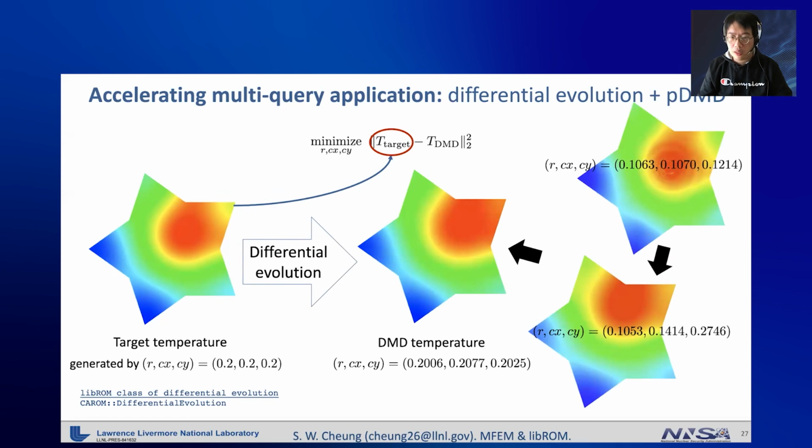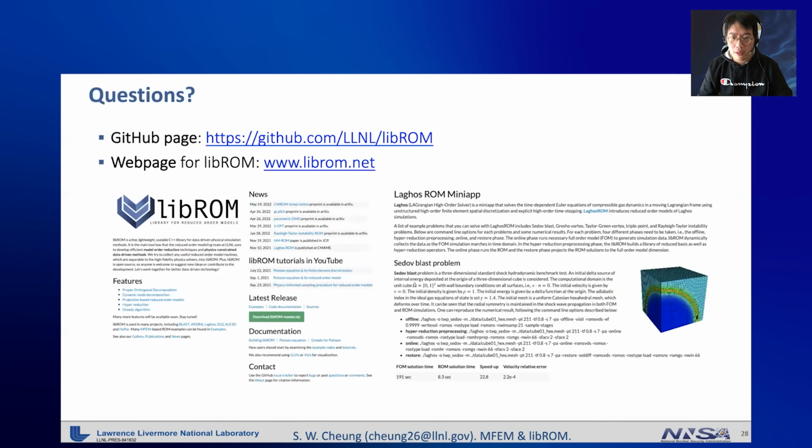And in fact, this guess is quite close to the actual parameters, which is used to generate the target temperature. The relative difference in these parameters is just 2.3%. So I've covered different reduced order model techniques today, and this is the end of my presentation today.